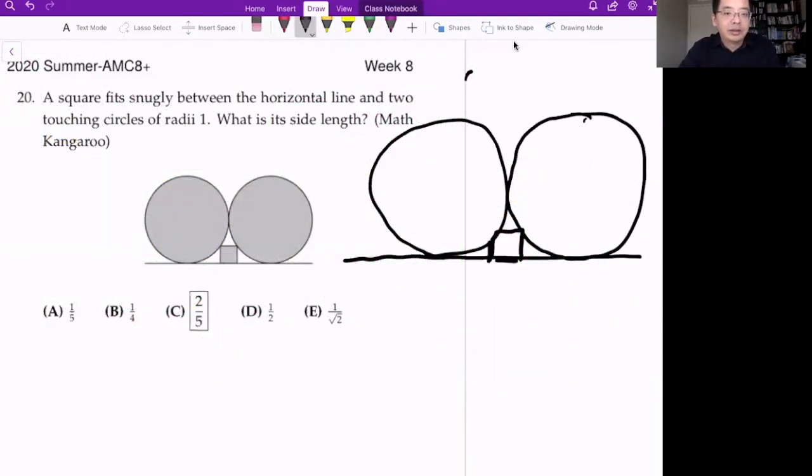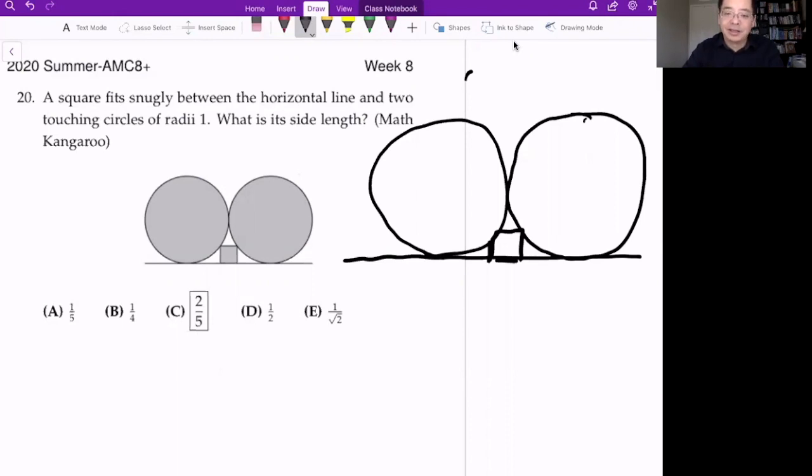Problem number 20. This is a geometry problem. We have 2 circles that are tangent to each other. Both of them touch a square that is below them. This problem is kind of off range because it's a typical AMC8 problem. The problem itself is not hard, given that you know how to solve a quadratic equation. Otherwise, it's kind of challenging.